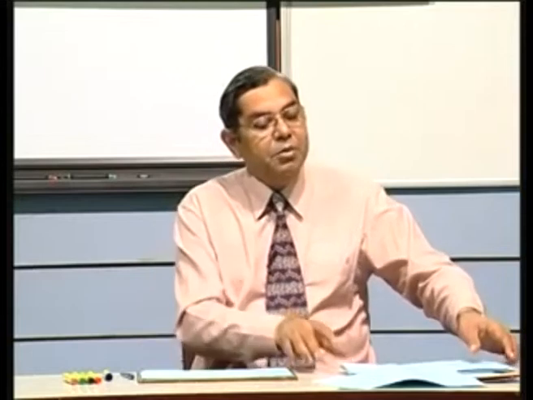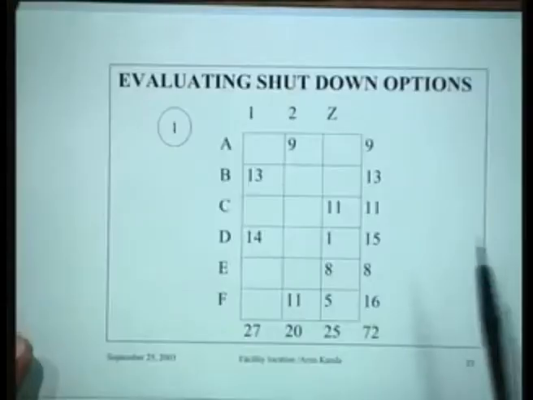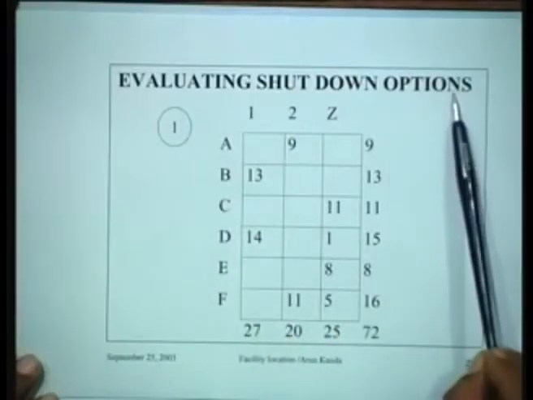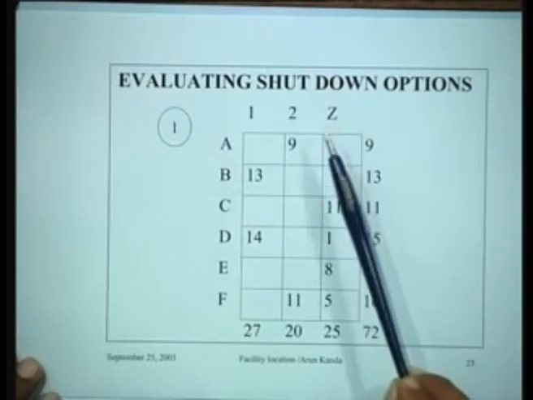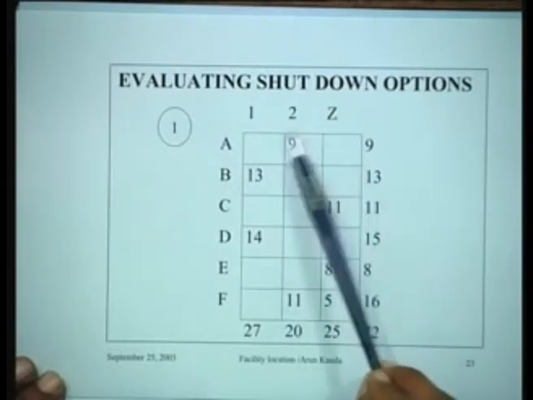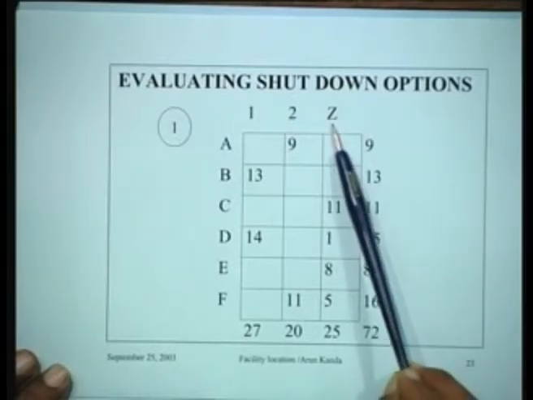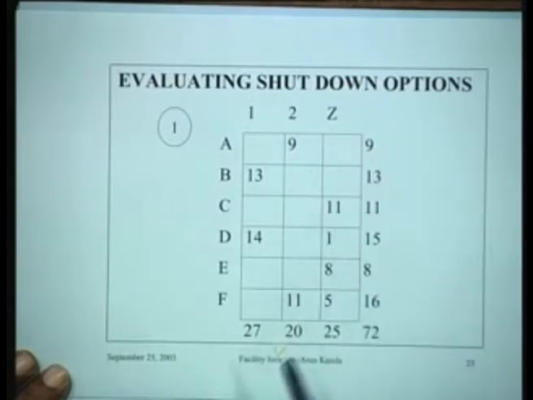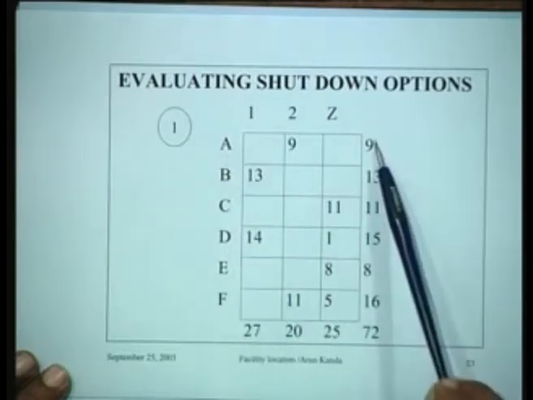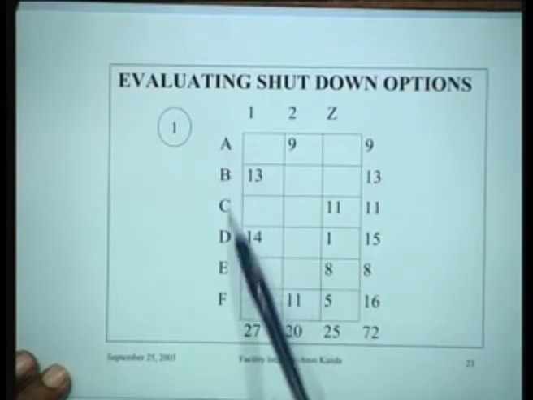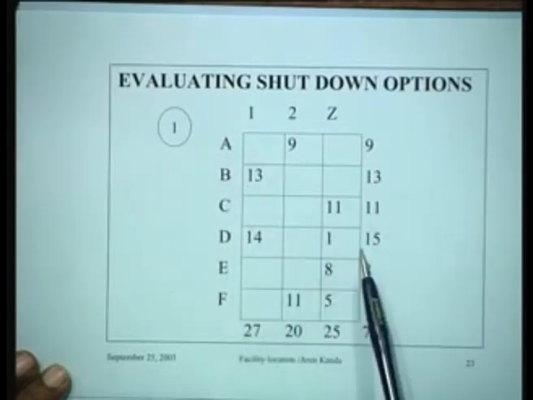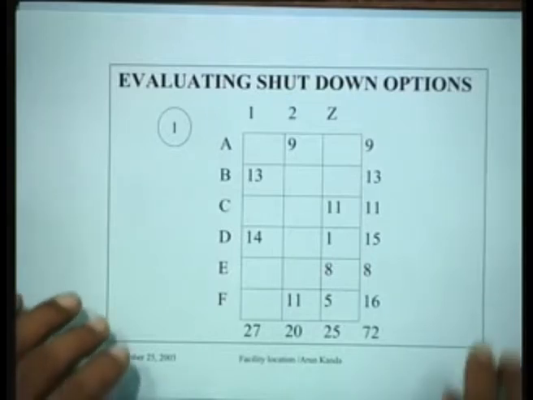Now we start to evaluate the 4 options that we were talking about. What was the first option? We were talking about shutdown options. The first option was basically keep all the plants running, 1, 2 and 3 running. So when you keep all the plants running, and you have these capacities of the plants and these demands at the various warehouses, you again solve a transportation problem, and you get this kind of solution.